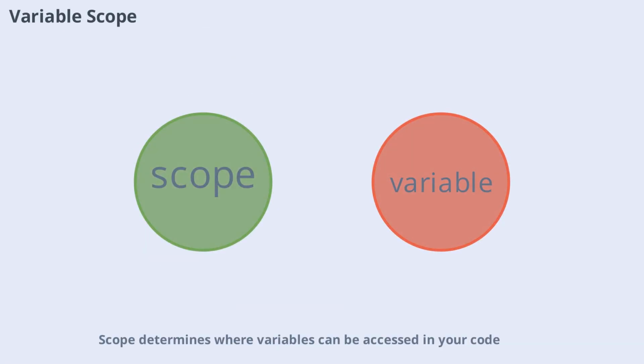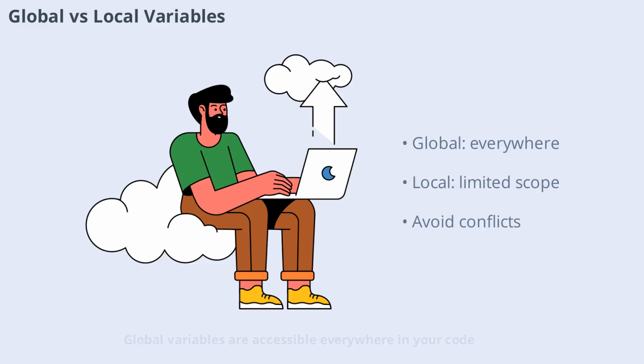Scope determines where variables can be accessed in your code. Variables declared with var have function scope, while let and const have block scope. Understanding scope helps you organize your code. Global variables are accessible everywhere in your code, while local variables are limited to specific functions or blocks. Use global variables carefully to avoid conflicts.